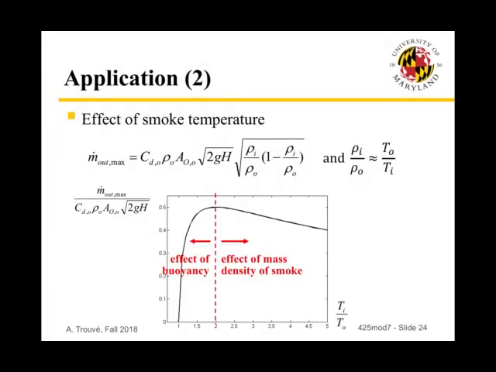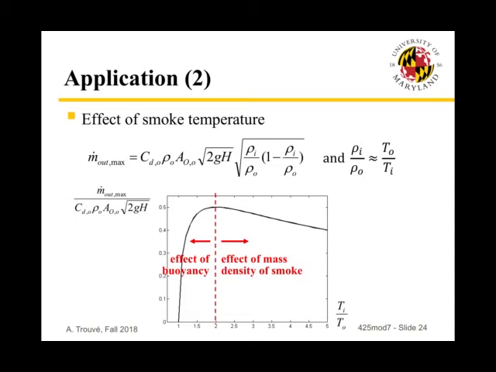Let's look now at the effect of the smoke temperature. We're going to look at the expression m dot out max, obtained for a large enough value of AI. So AI, the inflow vent, the makeup air vent surface area, is supposed to be at least twice as large as the surface area of the ceiling vent. So we're looking at m dot out max as a valid representation of the extraction rate of smoke through the ceiling vent. And we want to look at the effect of Ti.